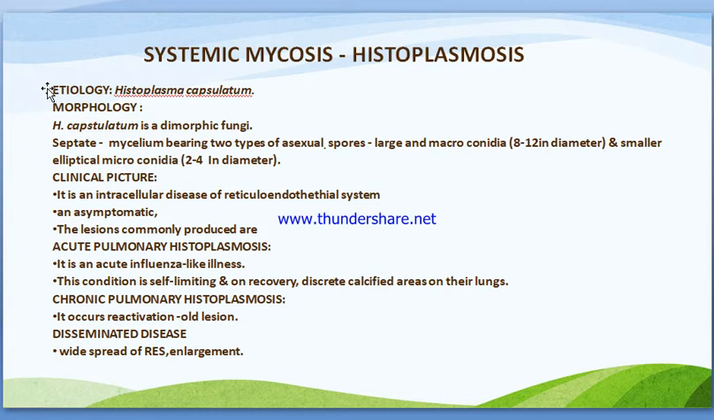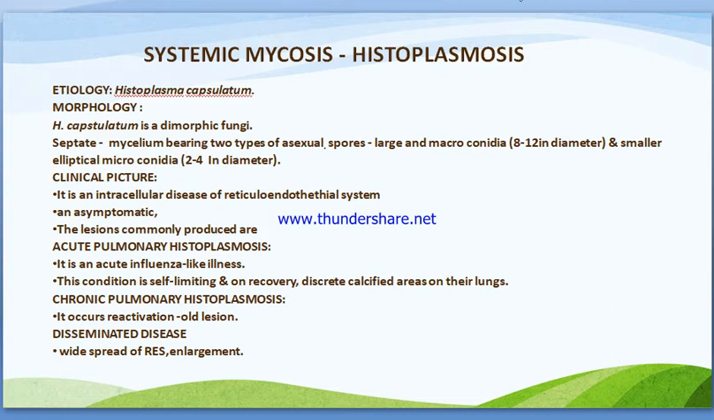Then morphology, about its structure: Histoplasma capsulatum is a dimorphic fungus. That means it exhibits two forms, yeast as well as mold form. The mold form is adopted in environmental conditions, and the yeast form, when it enters the tissue, it converts its morphology to a yeast form, a round form. These fungi grow well in soil as well as artificial media, and produce septate mycelium, that means possessing cross walls.